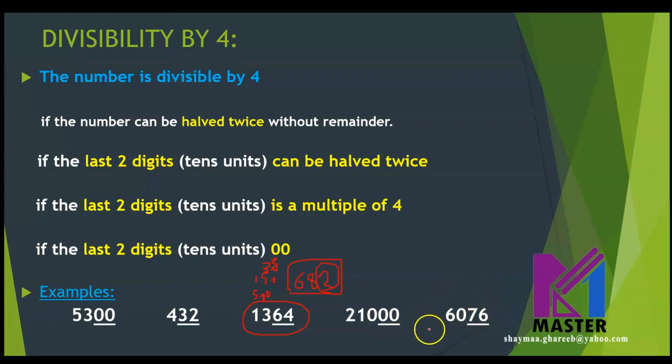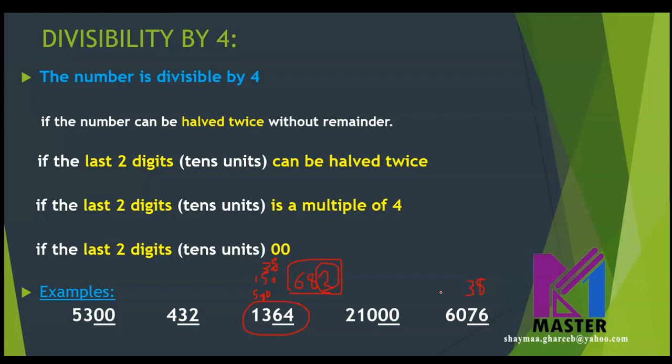6,076. You can find the half of all the number twice and check could it be halved twice or not. Or we can just find the half of the last two digits, 76. What is half 76? Half 70 is 35 and half 6 is 3. Then it will be 38. Can you half the 38 one more time? Of course, because it is an even number. So the number 6076 is a multiple of 4 and it's also divisible by 4.